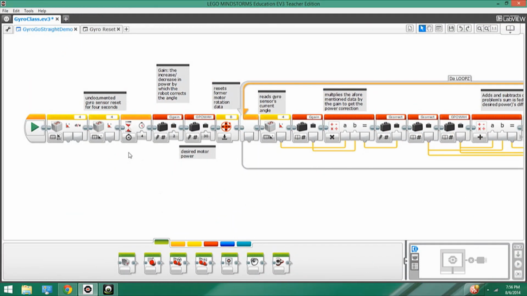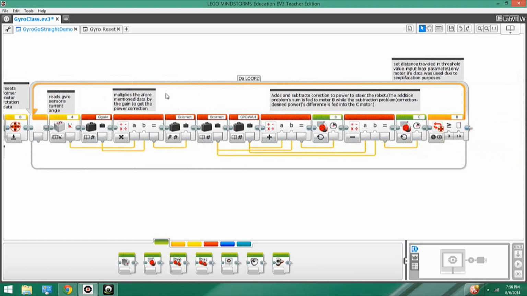Here's our spectacular code. After the three reset blocks, we defined variables. Variables are blocks used to store data. We defined two numeric variables named gain and power. Then we reset the motor rotations because we use that to measure distance. After that, we start a loop. Inside the loop is a gyro sensor read angle block, which is then fed into a multiplication block along with the gain. The product of this equation is then fed into a new numeric variable named correction.